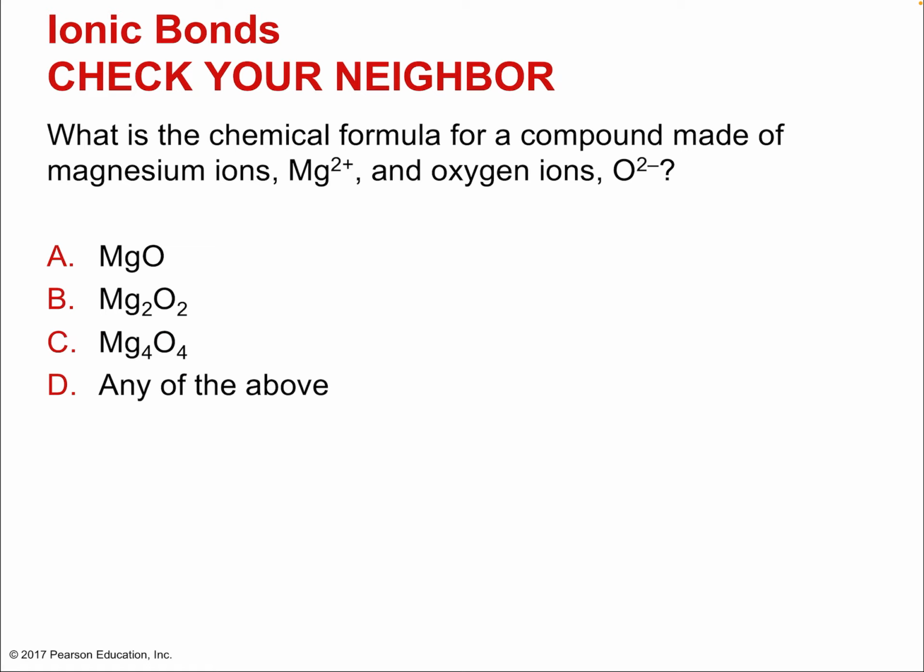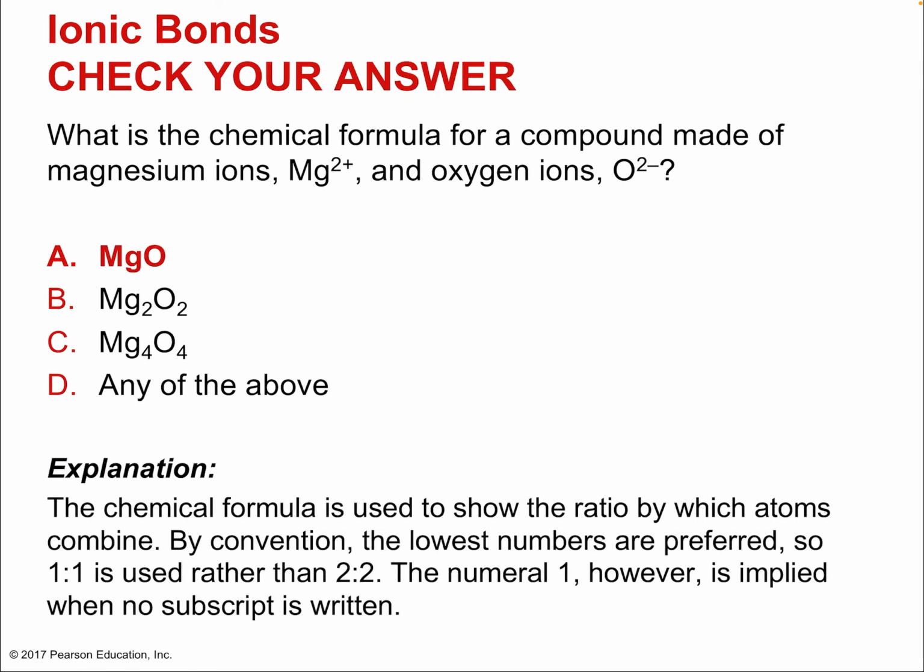What is the chemical formula for a compound made of a magnesium ion with 2 missing electrons and an oxygen ion, again, with 2 extra electrons? Okay? Well, in this case, it'd be MgO. They would just pair up as a single, right? So just a single magnesium and a single oxygen.